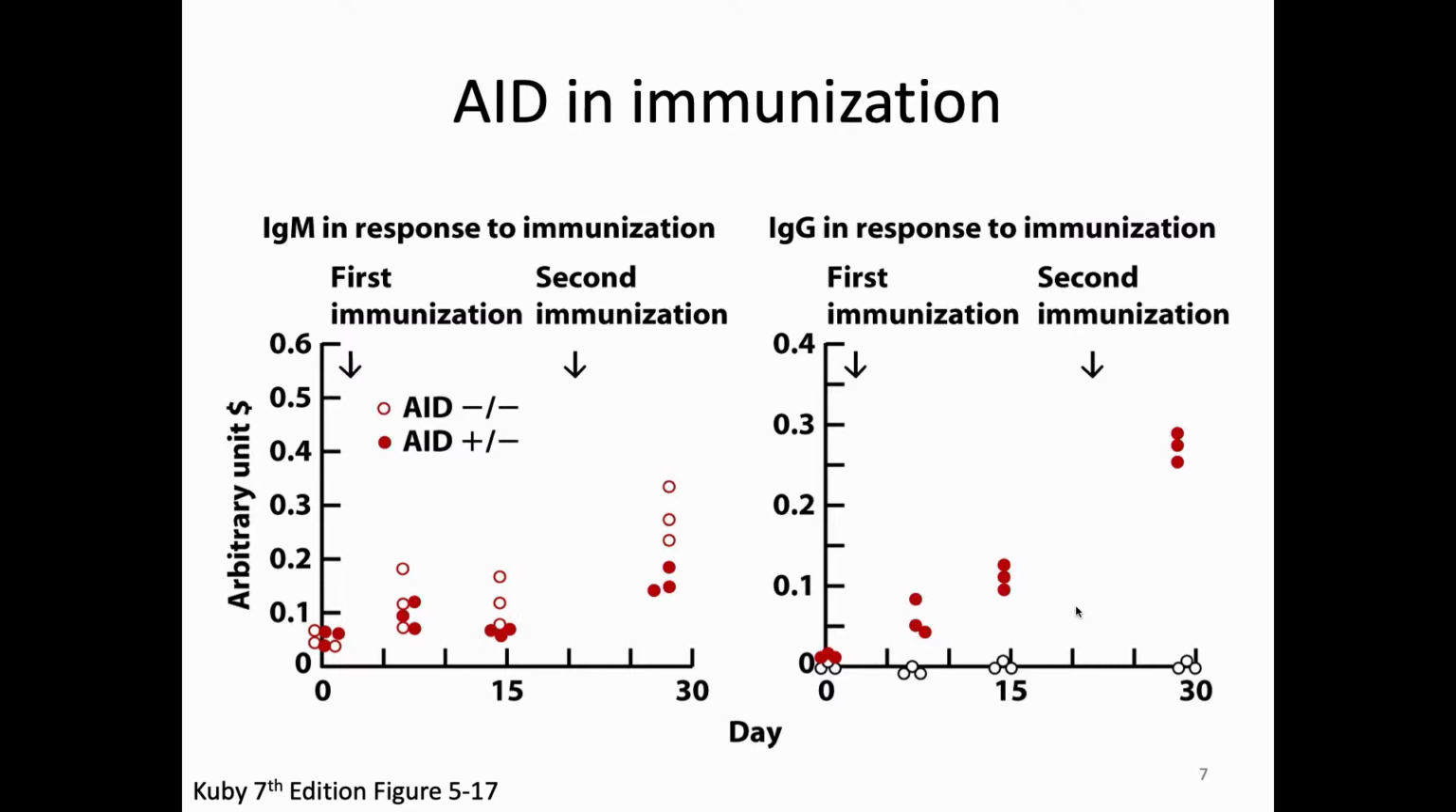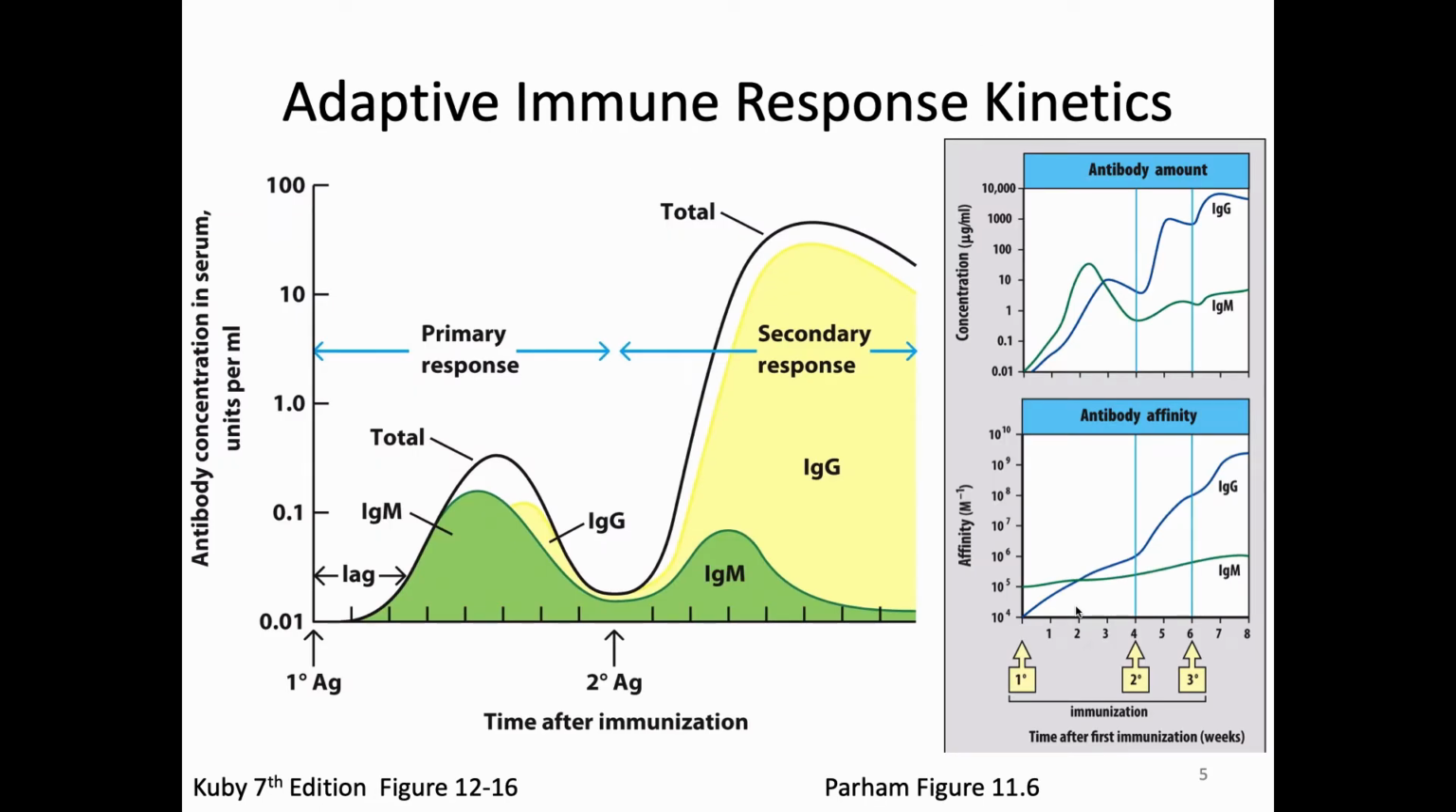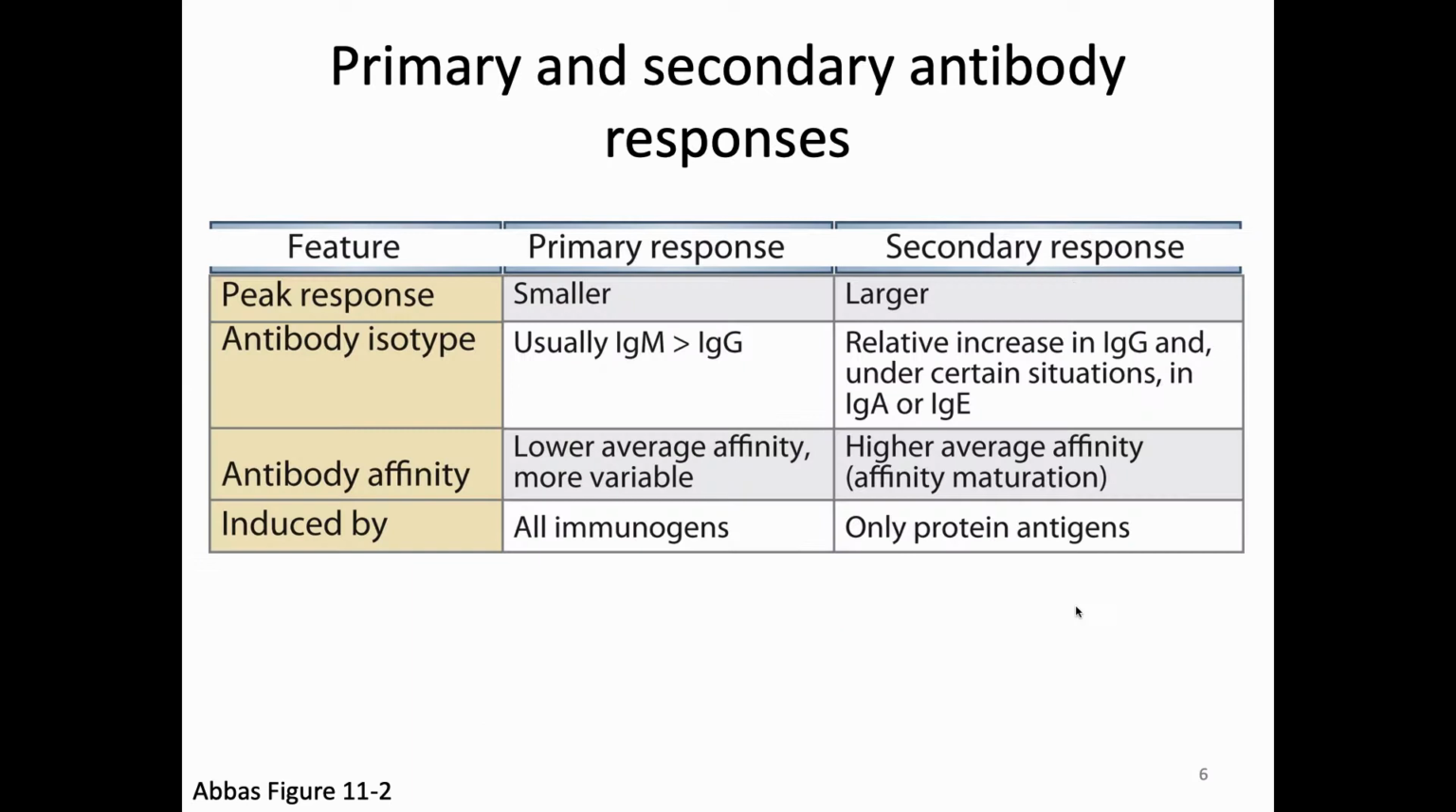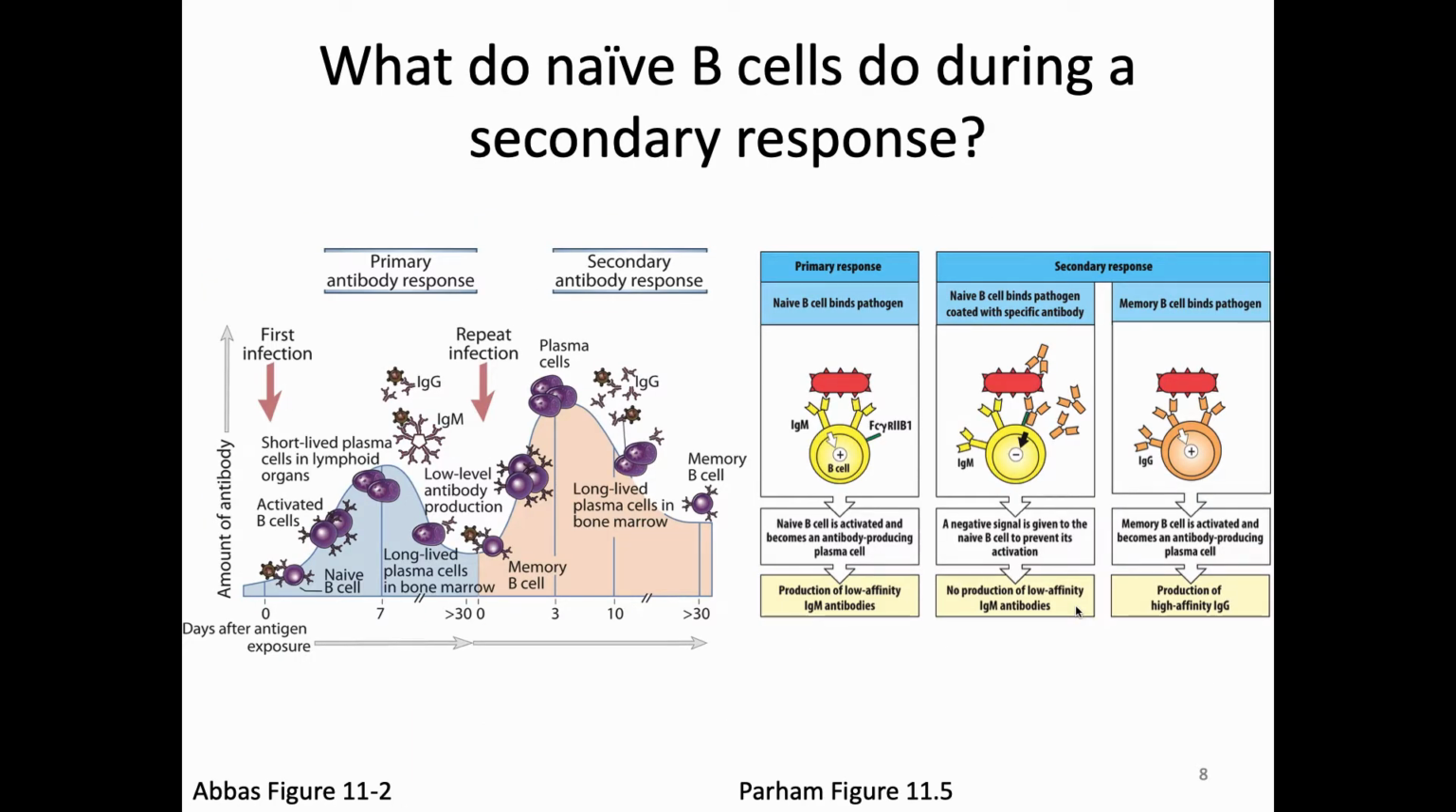If you look here, you will notice that in the IgM plot, at the end, after second immunization, the AID plus mice are making a little bit less IgM. You saw that in the previous slide too. At the second response, the IgM level is in fact a little bit lower than it was at the primary response. This is an important part of the kinetics of a B-cell response.